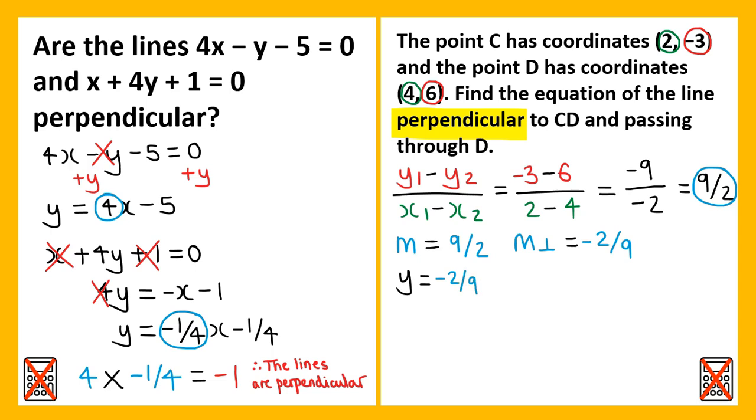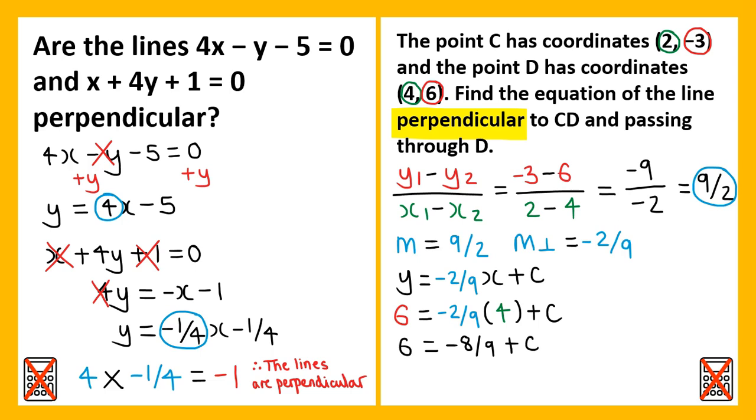I can substitute this into y equals mx plus c. Substitute a coordinate's x and y values that we know lies on the line to find the y-intercept. Since we know it passes through D, we'll have to use the coordinate for point D. When y was 6, this is equal to negative 2 over 9 of the corresponding x value, 4, plus c. Simplifying, 6 is equal to negative 8 over 9 plus c.